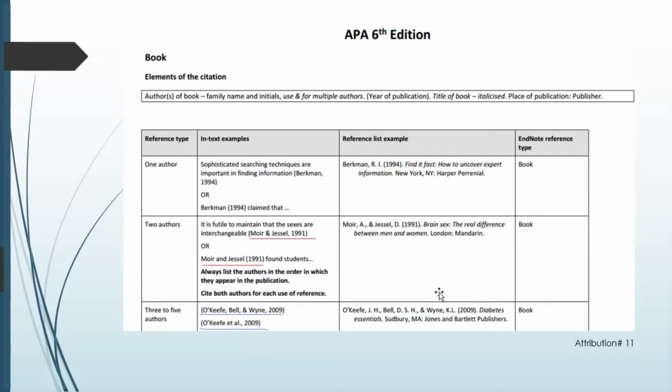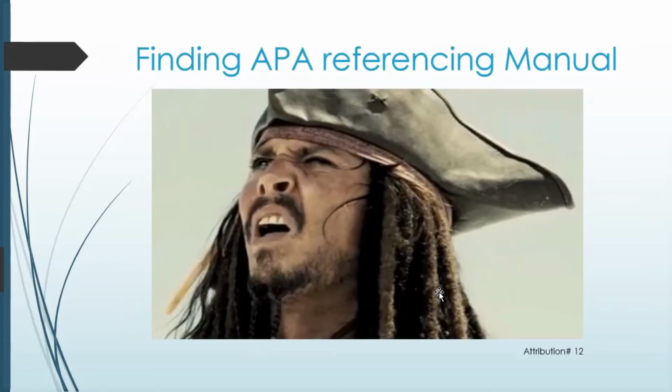Similar to referencing a book, you need to reference a journal article or a web address if you use information from these resources. As mentioned earlier, the APA referencing style has different rules for referencing different resources. You can find an APA manual in our UQ library for your future reference. So how to find an APA referencing manual on our UQ library webpage?